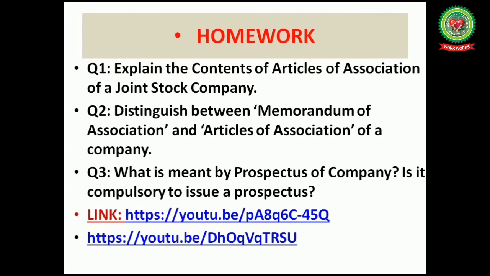So this is all about today's topic. So now you have to write the question answers. Your first question is, explain the contents of the articles of association of a joint stock company. Second, distinguish between memorandum of association and articles of association of a company. Third question is, what is meant by prospectus of company? Is it compulsory to issue a prospectus? So go through the various links so that you can write the answer of this question.